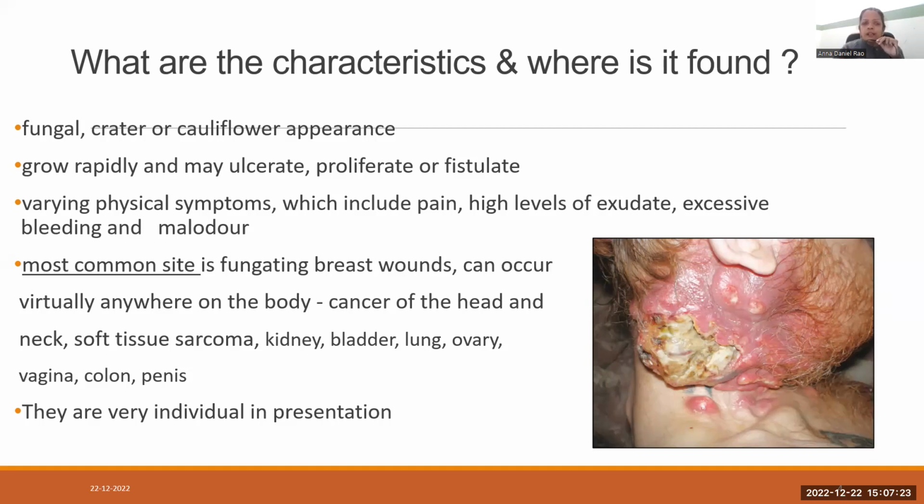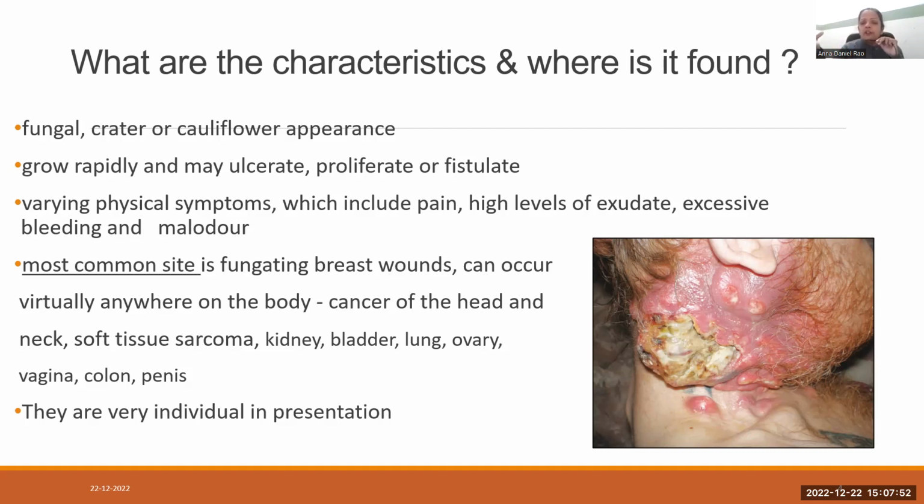Okay, soft tissue sarcoma, because of kidney problems also it can happen. Then sometimes in bladder cancer also it is seen. In case of lung cancer also it can develop over the chest. Okay, ovarian cancer, vagina, colon, penis, anywhere. It can happen anywhere over the body. And each patient will have individual presentation.